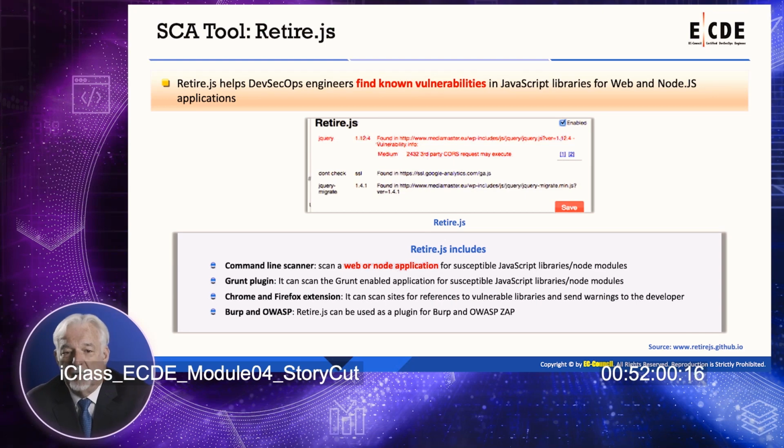Moving on, we have the Chrome and Firefox extension. It can scan sites for references to vulnerable libraries and send warnings to the developer. And Retire.js can be used as a plugin for Burp and OWASP ZAP tools.